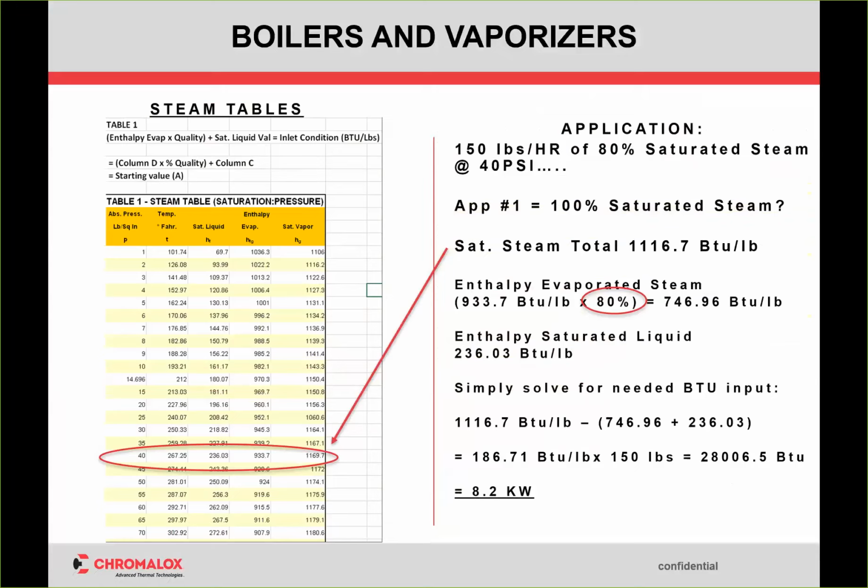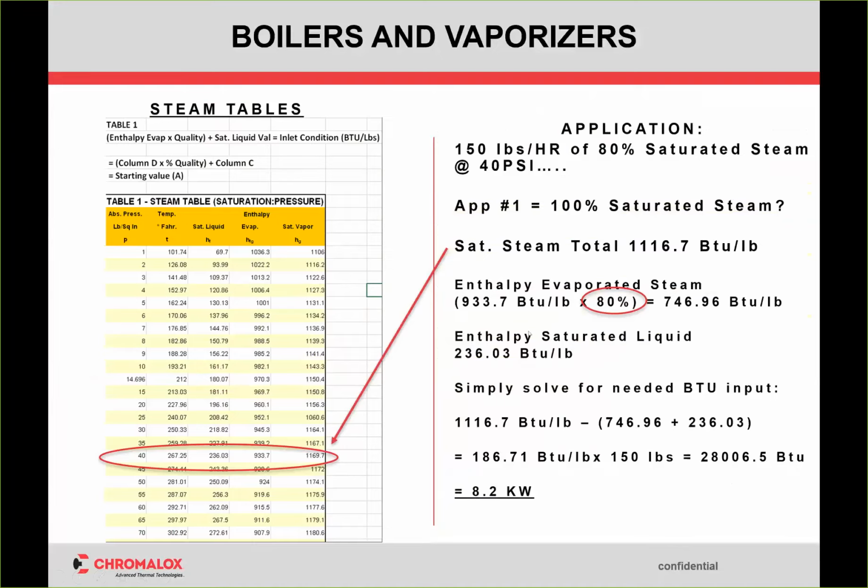Somebody says, I got 150 pounds of steam. It's 80% saturated steam at 40 PSI. If they're working in boilers and they're working in steam, they're going to know this. Spirax themselves make monitors that can tell you the quality of steam at any place in the line. So that comes into the discussion. Hey, I've got 80% steam. I want 100% steam. How do I get there?